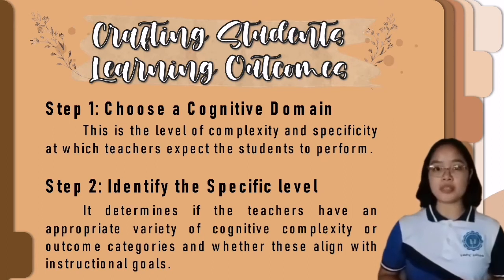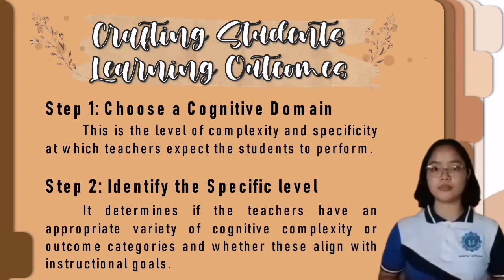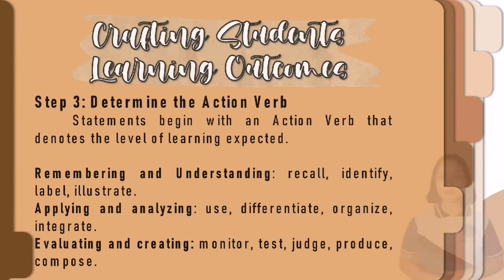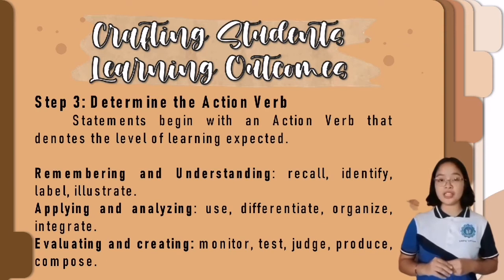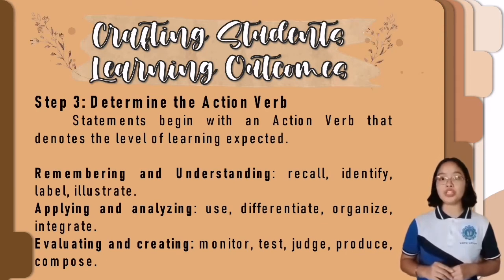All learning outcomes have to be observable and measurable, and also consider whether the learning outcomes encourage the use of diverse range of assessment methods and encourage both formative and summative assessments. After identifying the specific level to be used, you need to move on to step 3. Determine the action verb. Statements begin with the action verb that denotes the level of learning expected.